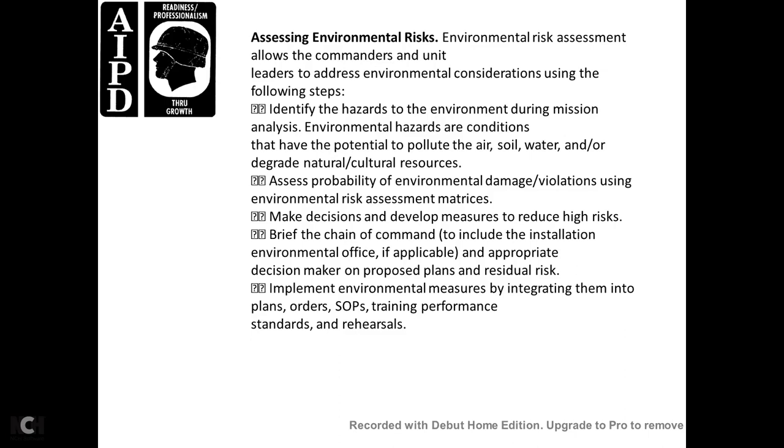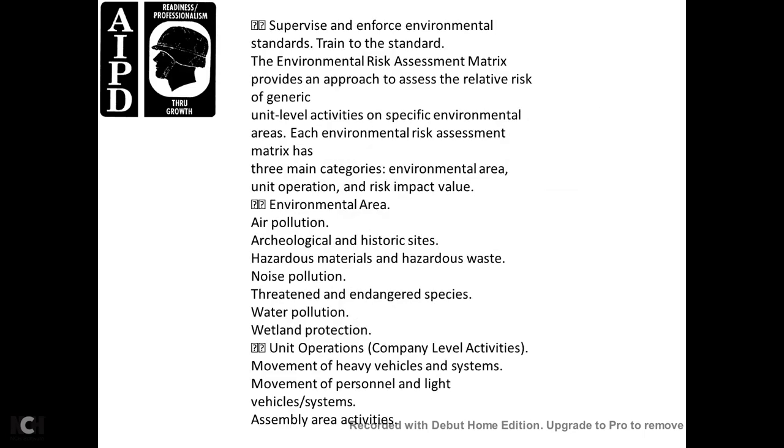Implement environmental measures by integrating them into the plan or order, standard operating procedures, training, performance, and standard rehearsals. Supervise and enforce environmental standards for the training. The environmental risk assessment provides an appropriate approach to assess risk relative to generic unit-level activities as well as specific environmental areas. The environmental risk assessment matrix has three main categories: environmental area, unit operation, and risk impact value. The environmental areas are air pollution, archaeological and historical sites, hazardous material, hazardous waste, noise pollution, threatened or endangered species, water pollution, and wetland protection.